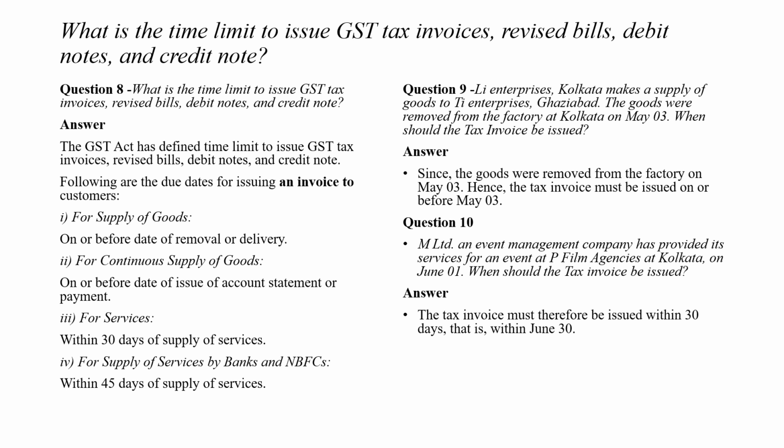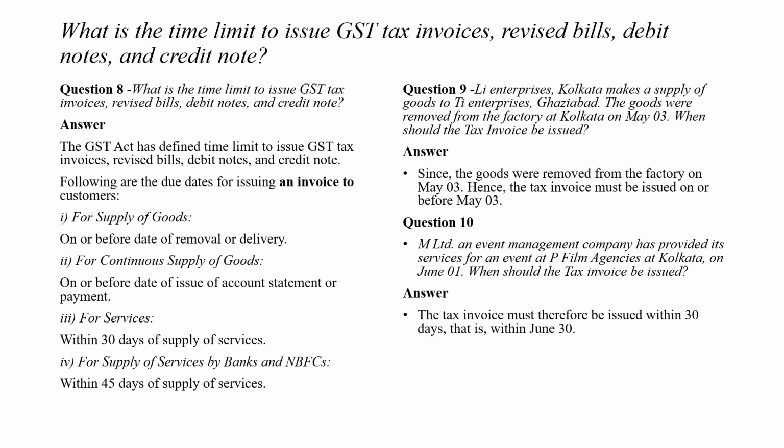So now come to question number 9. LI Enterprises, Calcutta makes a supply of goods to TI Enterprises, Ghaziabad. The goods were removed from the factory at Calcutta on May 3rd. When should the tax invoice be issued? The answer is here. Very important question. Since the goods were removed from the factory on May 3rd, the tax invoice must be issued on or before May 3rd.